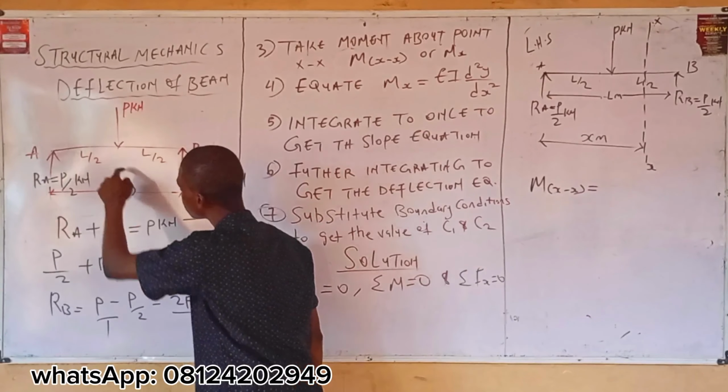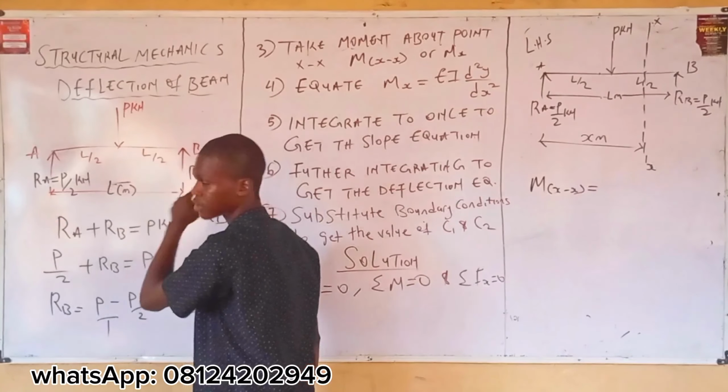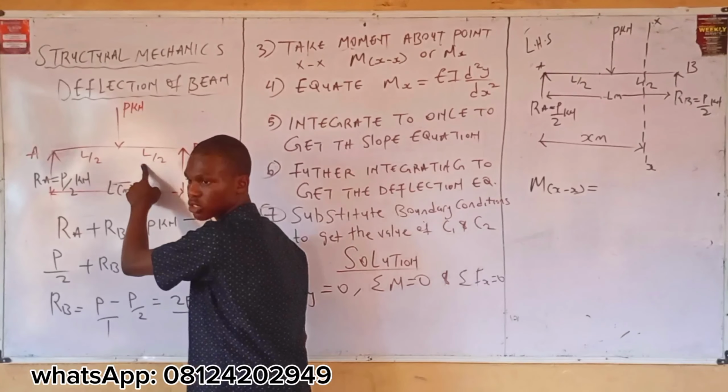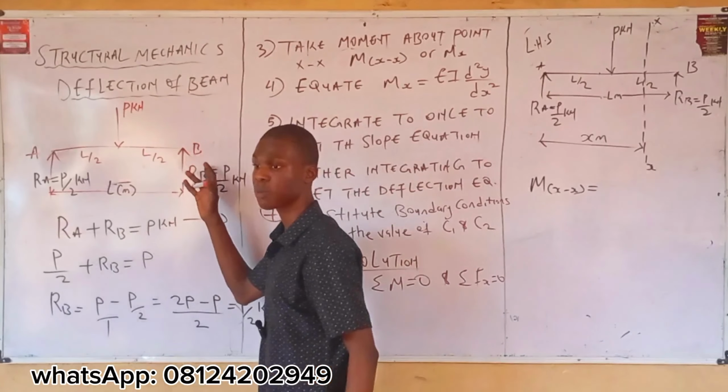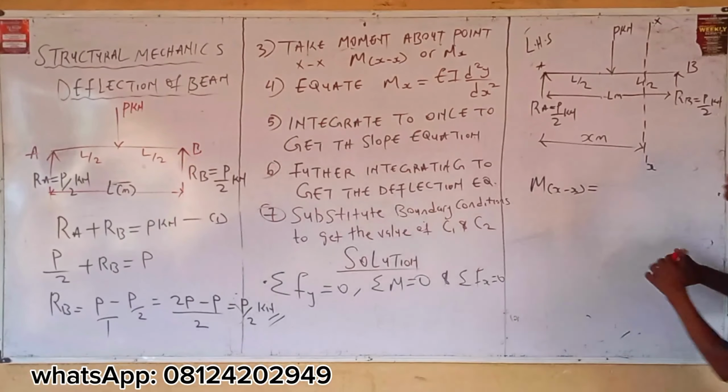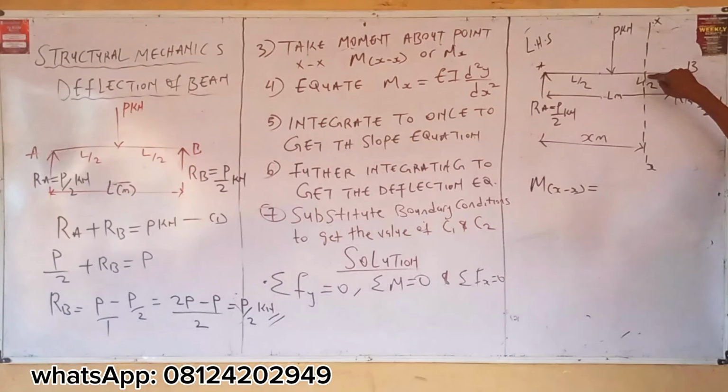P kilonewton is going like this, anti-clockwise. What's the distance it covered? L over 2. So that's why I took my moment about point B. Now, apply the same idea. Say you are taking moment about this section point now. This one is going this way, and this one too is going this way.